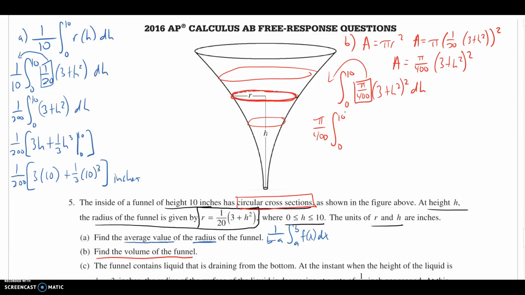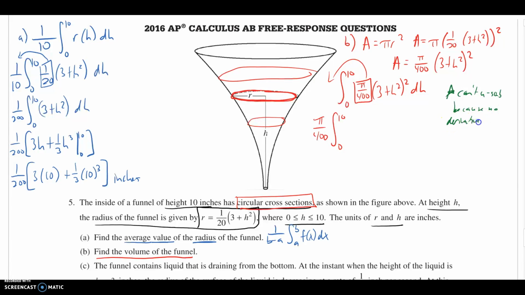The other thing to note is that this 3 plus h squared all raised to the second power looks like it might be u substitution. We definitely have something inside this square. The problem is if you set up u substitution, just make a note to that, we can't u sub because we have no function outside this square. If we set u equal to 3 plus h squared, we'd expect to see a 2h somewhere.